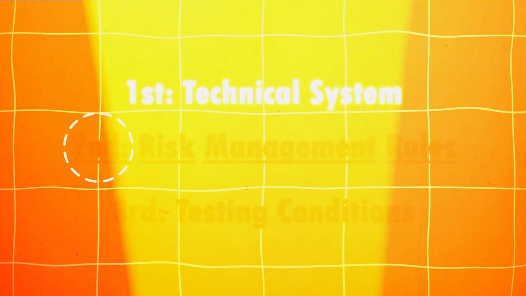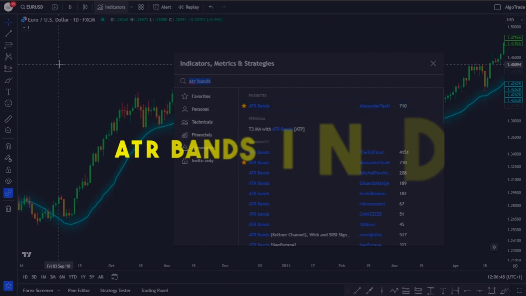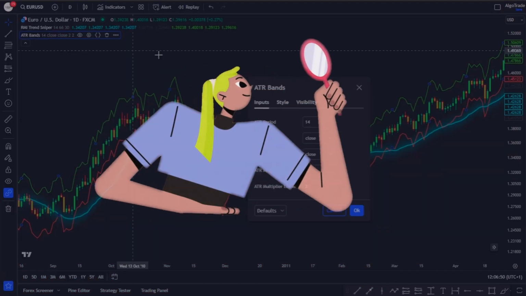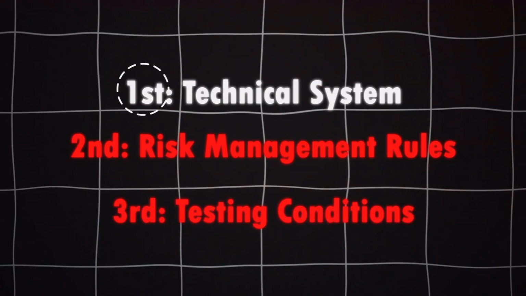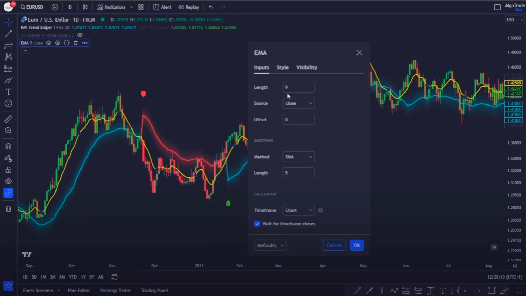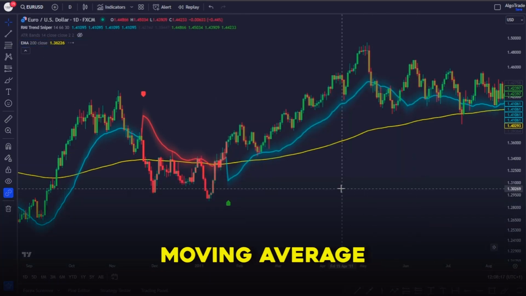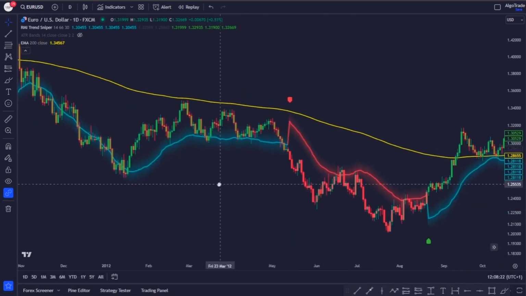For the risk management, I will use the same method as in all the other episodes by using the ATR bands indicator. To know more about it, you can check one of the previous episodes from this series. Finally, regarding the technical system, in addition to the RMI Trend Sniper, I will also use a 200-period exponential moving average as a baseline to filter out losing signals from the indicator.